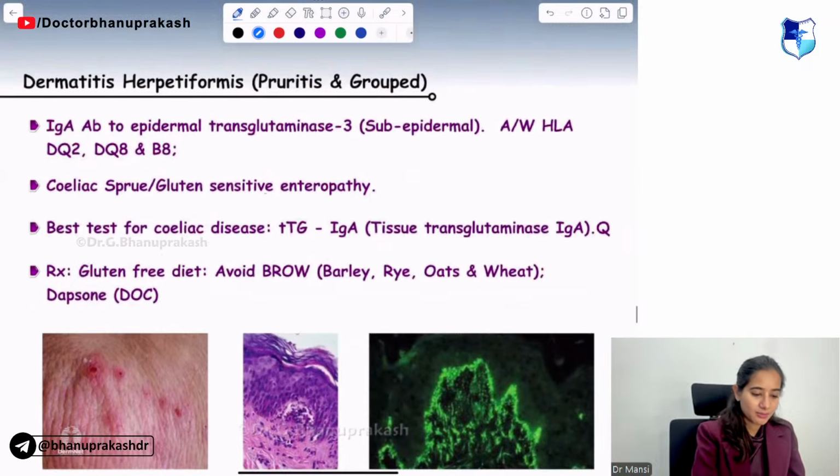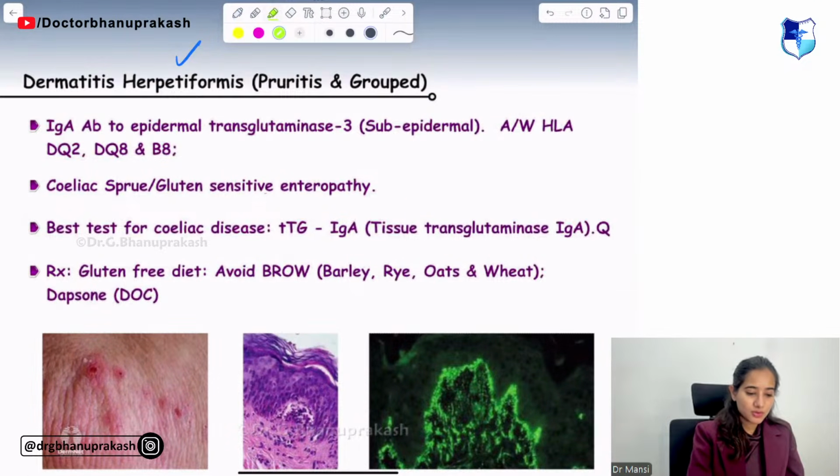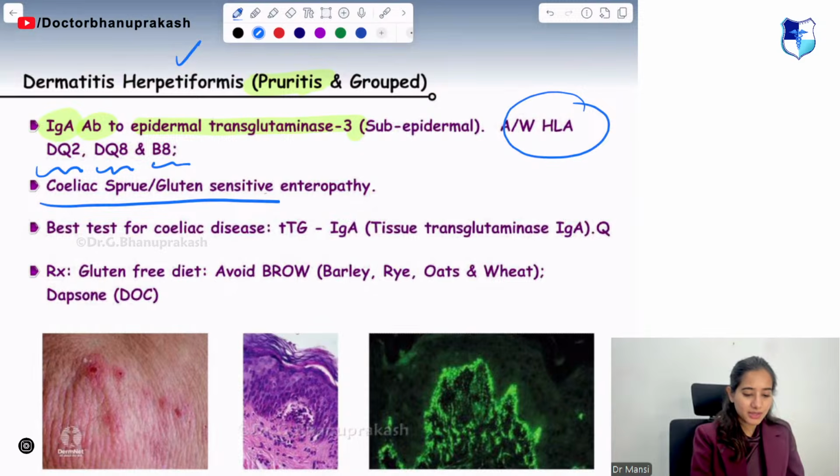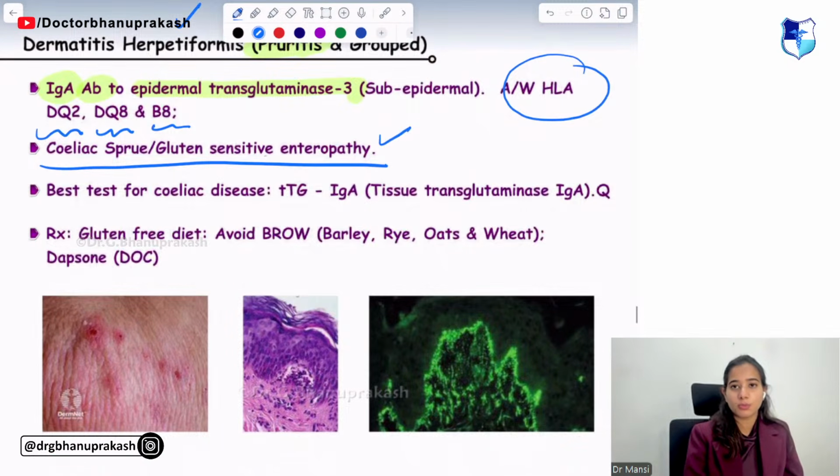Then let's move to dermatitis herpetiformis. So this has pruritus. That is important for you to understand. IgA antibody is against epidermal transglutaminase 3. This is associated with HLA DQ2, DQ8, and HLA B8. This is important. And systemic diseases, this is associated with celiac sprue, a very important condition, which is your gluten sensitive enteropathy. So the patient is just sensitive to gluten. So that's what we take care of in their diet.